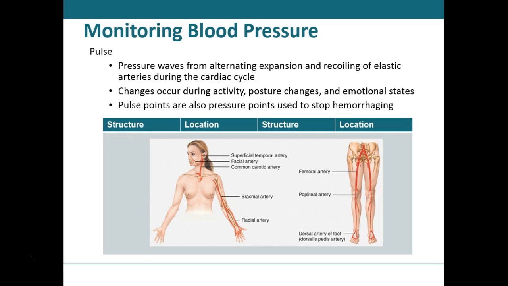You can also use these pulse points to stop a hemorrhage, because these are going to be some of the major blood vessels in these particular areas of the body. So if you have a patient that is hemorrhaging from the lower part of the arm, if you can occlude the arteries above the hemorrhage, those are going to be good places for you to be able to stop that hemorrhage and stop that blood loss.